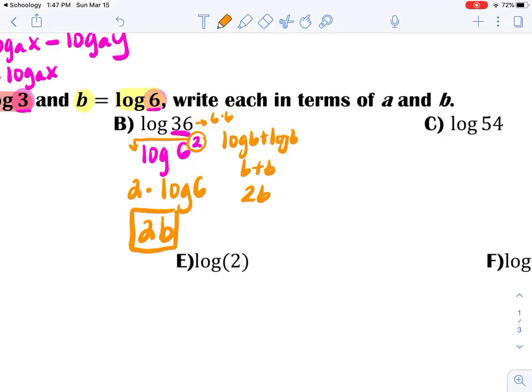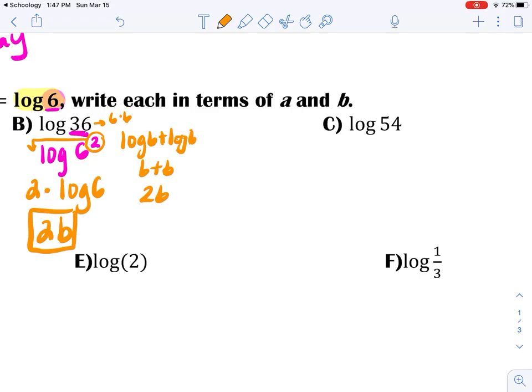All right, next one is 54. So at first glance, usually I have the class think, how can you get 54 using 3s and 6s, using multiplication, division, or exponents? After a while, usually someone will come up with the fact that 3 times 3 times 6 is 54, or 3 squared times 6 is 54. Realize these are equivalent. You'll end up getting the same answer no matter what you do. So I'm going to use this one right here.